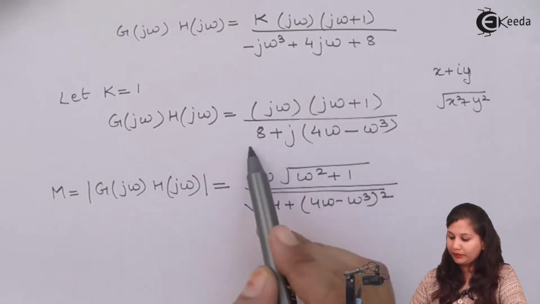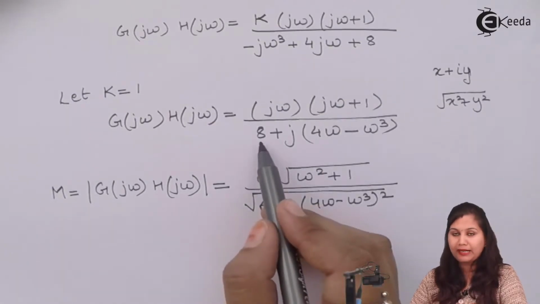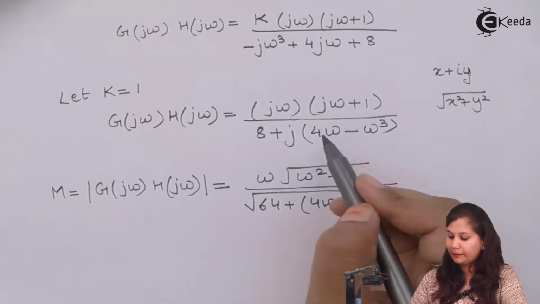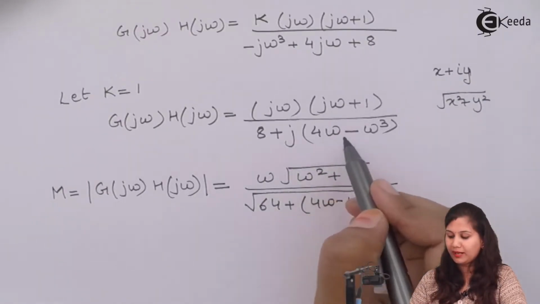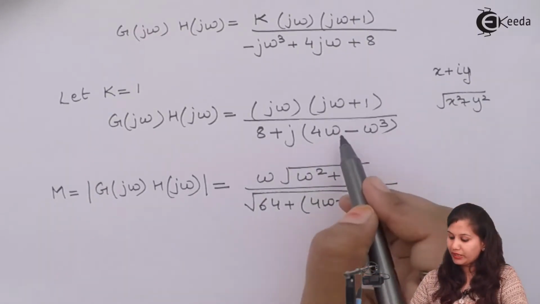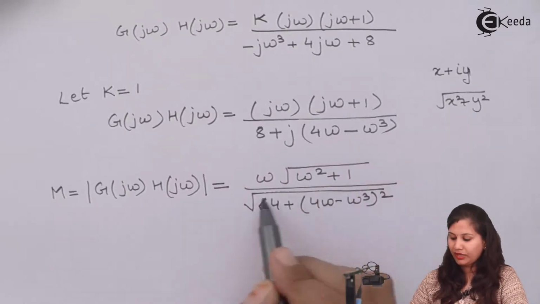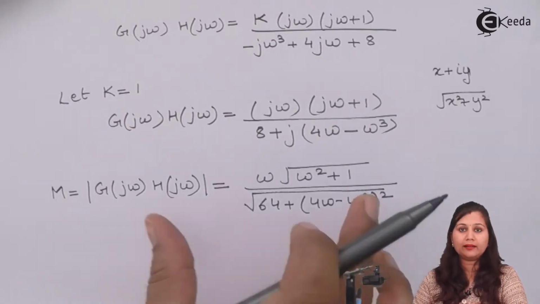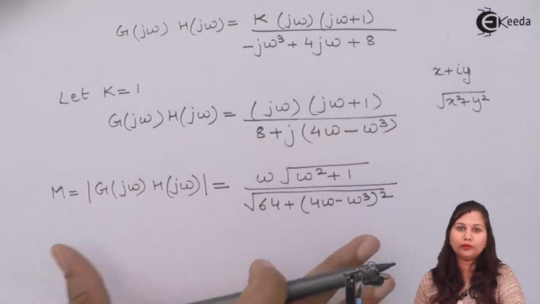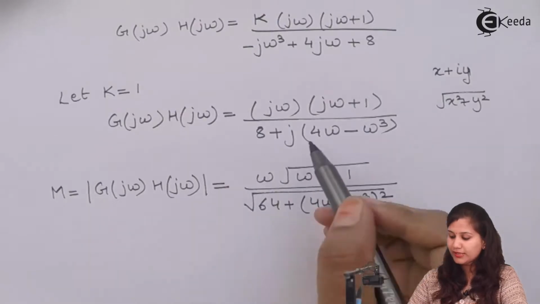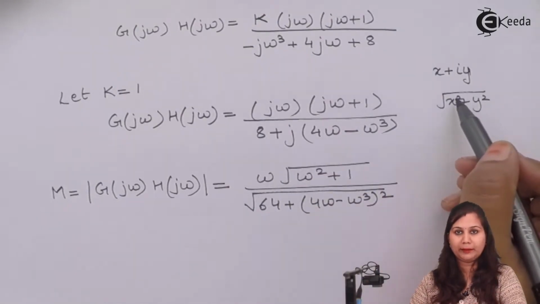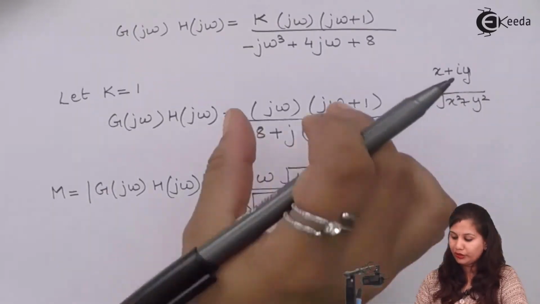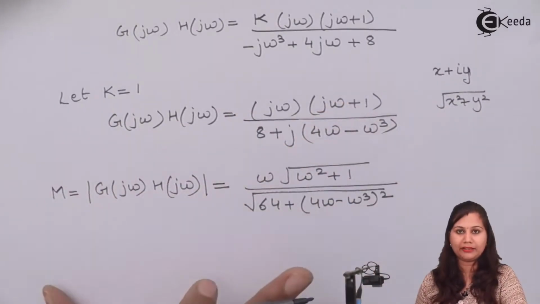Now in the denominator we have the real part as 8, so 8 squared will be 64, plus the imaginary part, which is 4 omega minus omega cubed, squared. And then we have to take the square root. So in this way we calculate the magnitude of this open loop transfer function: just take the square of the real part plus the imaginary part squared, and then its square root. So you can easily calculate the magnitude.